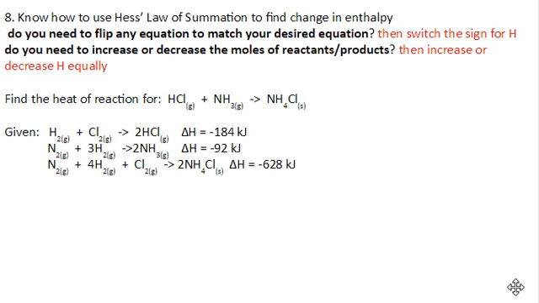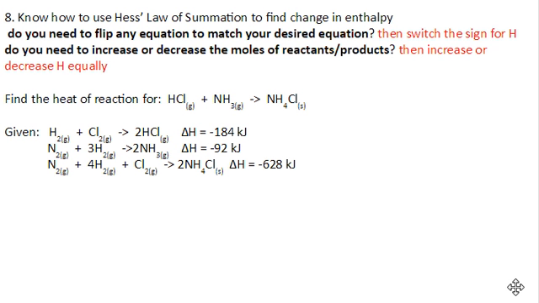Objective number 8, know how to use Hess's law of summation to find change in enthalpy. The two questions you need to ask yourself when you look at the equations is, do you need to flip any equation to match your desired equation? So you're looking for products or reactants in the equations given to you that match your desired equation. If you have to flip, then you have to switch. And you need to increase or decrease the moles that are used in the equations given.